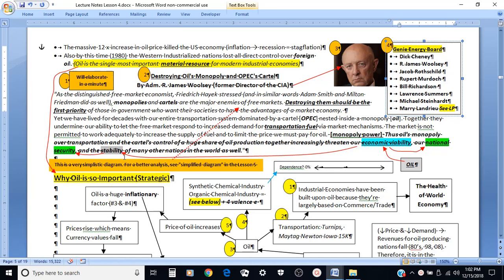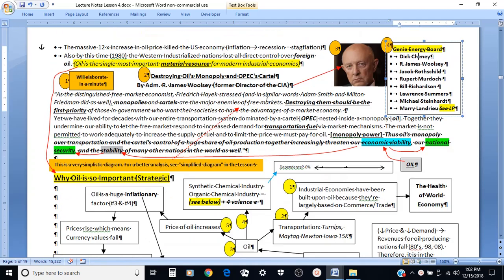Whether there's unrest, and people in the streets protesting. And well, look at France, where there's just a little bit of a tax thing. And all right, so oil is a huge part of this economic viability, right? And that's what Woolsey says. So he says because of this, we got to destroy OPEC. Right? Destroying them should be the first priority of those in government.